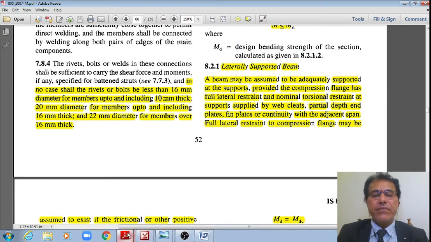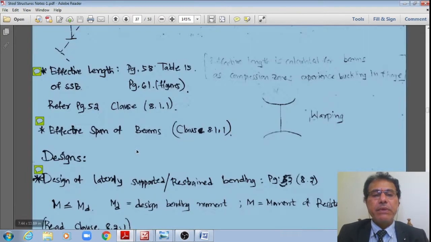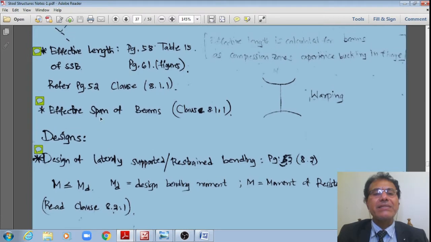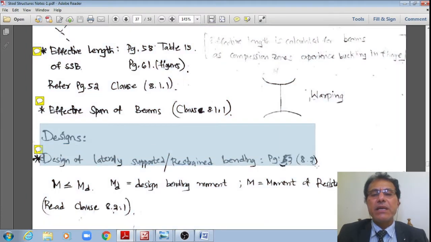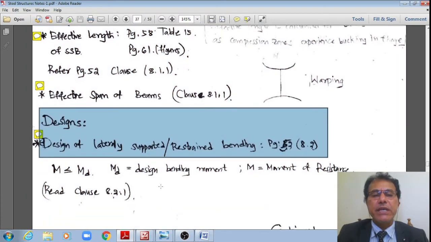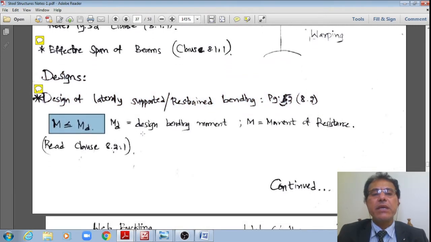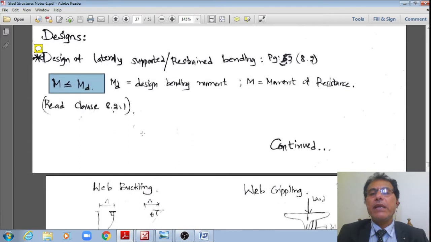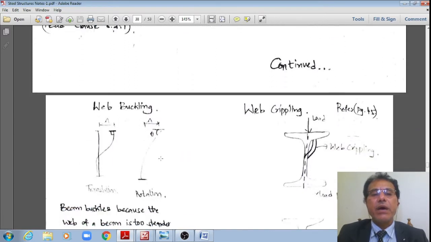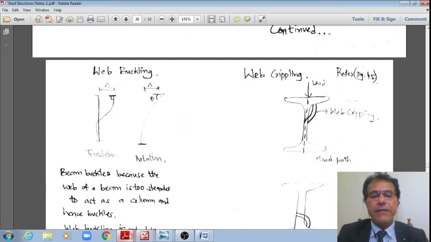Now let us see this first heading, laterally supported beams, students, right? How to design these laterally supported beams? What are the codal specifications, right? Just now we have seen that M should be less than or equal to MD, where MD is the design bending moment and M is the moment of resistance, right? Now let us see this.